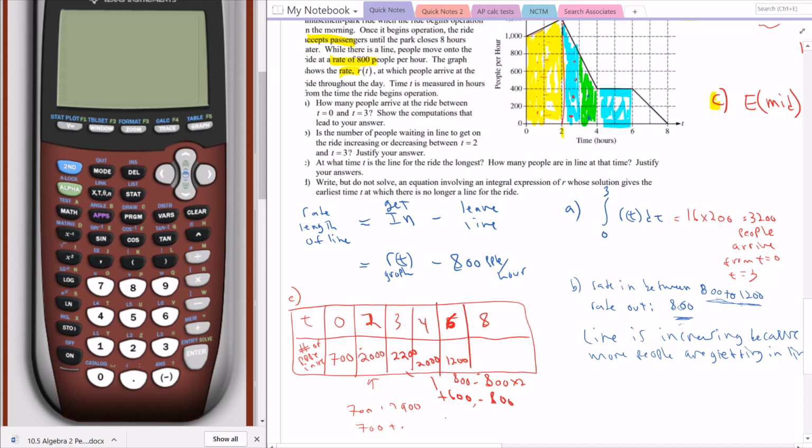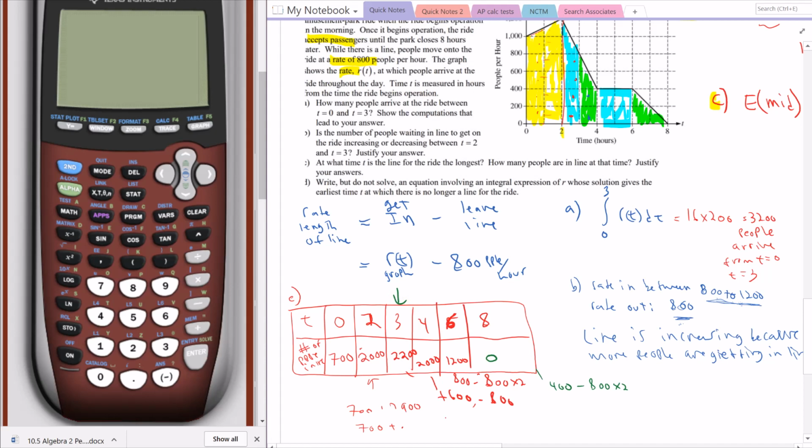And then the last one we'll go to is 8. All these ones, which is 2 boxes, so 400 people. We gained 400, but we lost, remember, 800 times 2 hours. So we lost 1,600 people, so we're actually losing 1,200 people, and now there's nobody in line at that point, right? So when was the line the longest? Well, the line was the longest here at t equals 3.